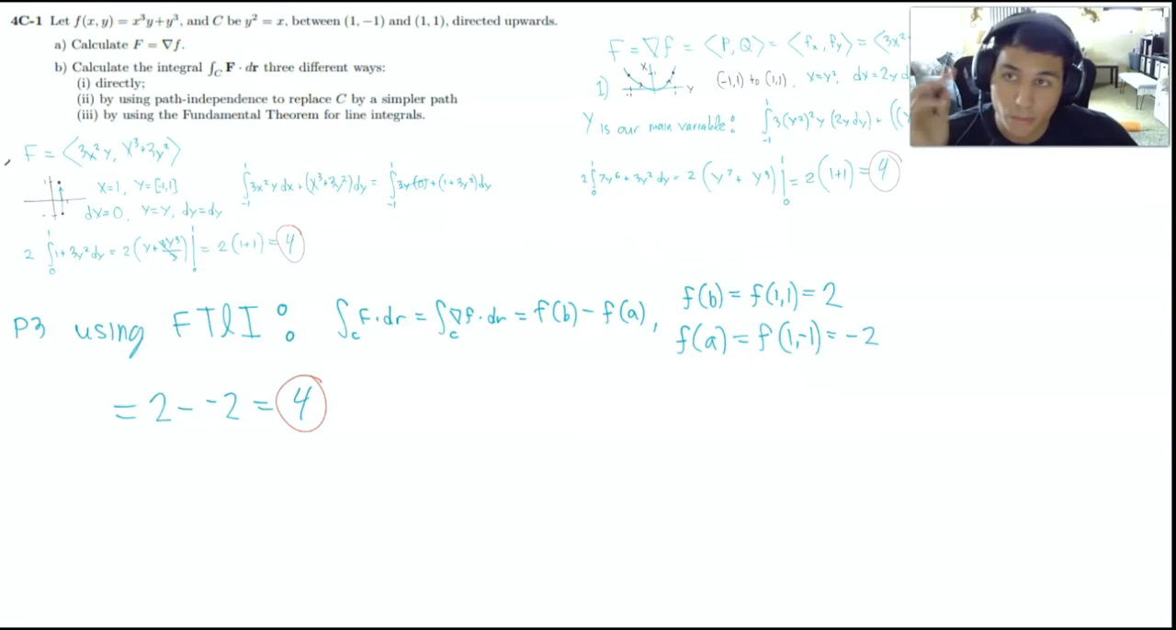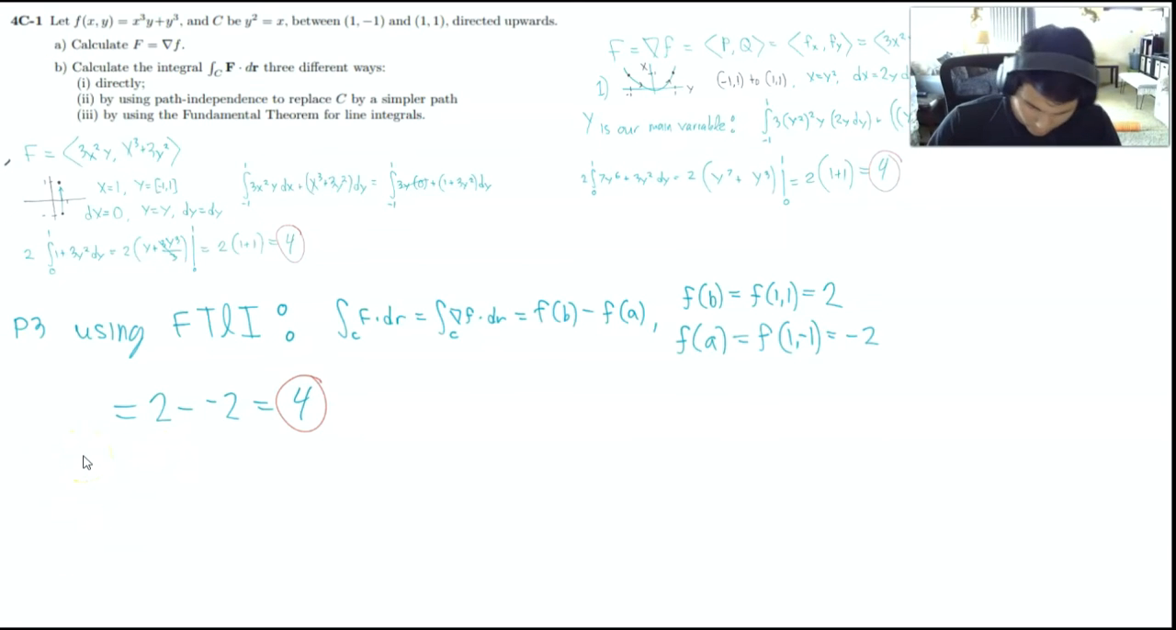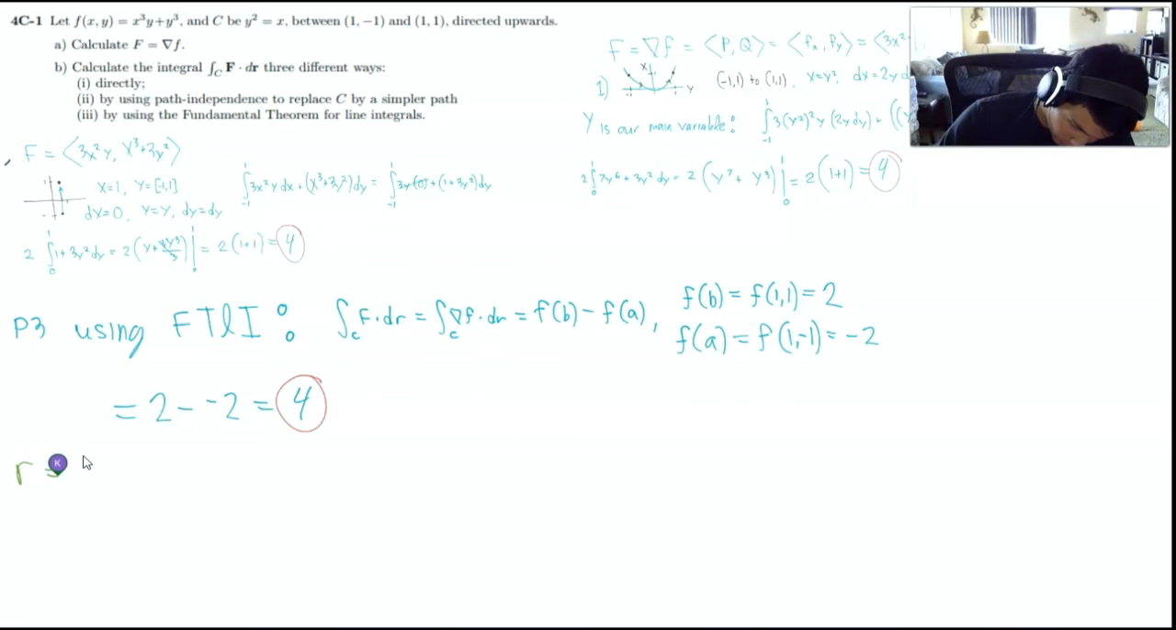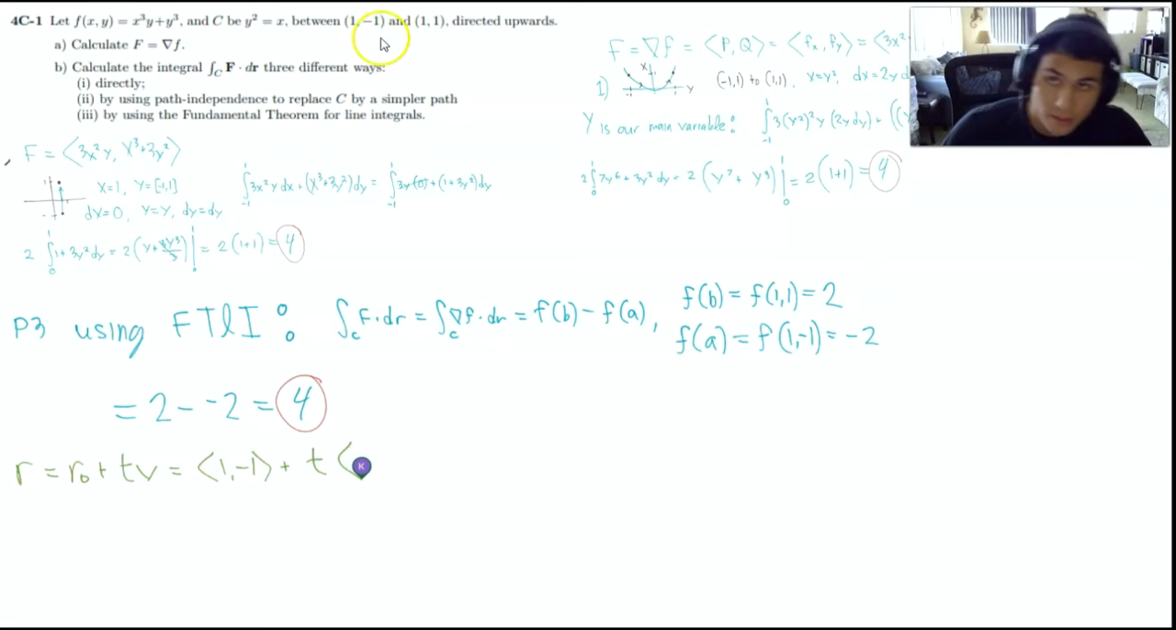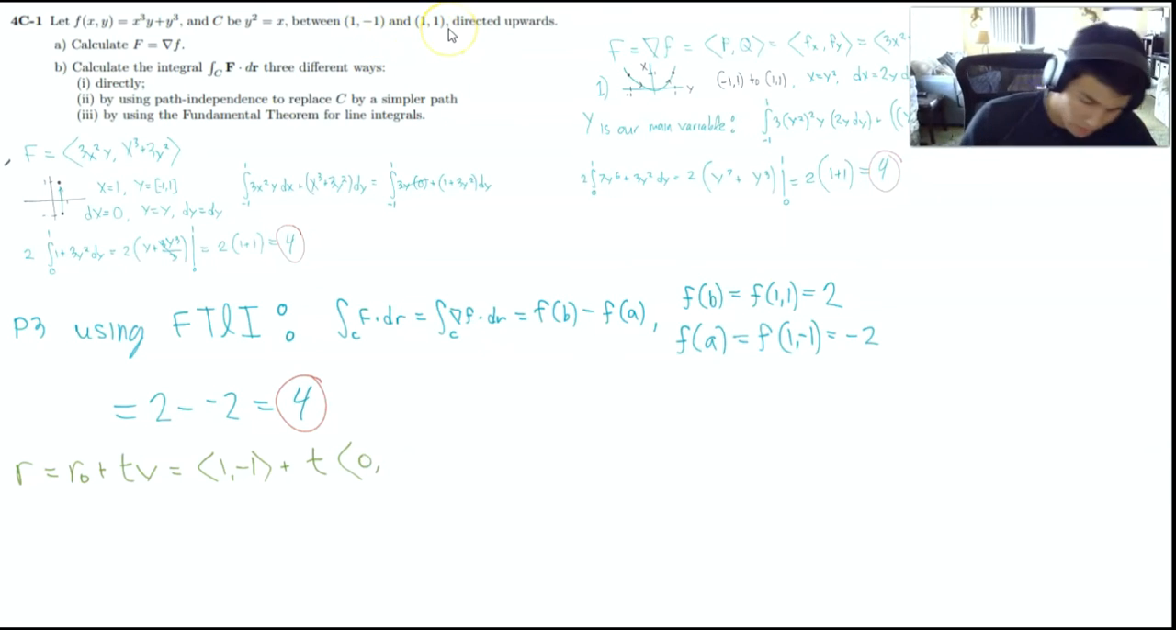And let's see if we can do it one more way. Let's see if we can do it using our common variable t, using a vector function. Okay, so I'm going to write this using r. Why am I writing big R? R is equal to R0 plus tV. And let's let R0 be this one, which is 1, negative 1, and tV. Okay, and V would be the position vector change here, so it should be 1 to 1. Okay, there's no change there. And it goes from negative 1 to 1. Okay, that's a change of 2.